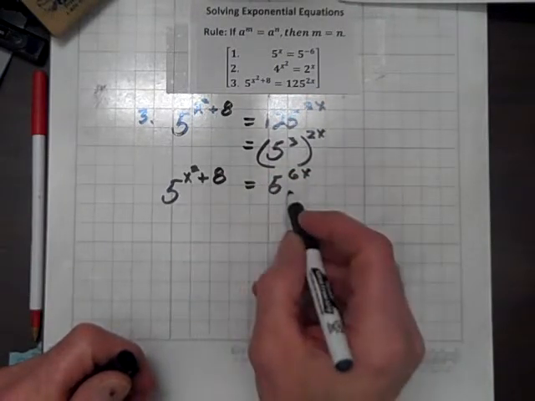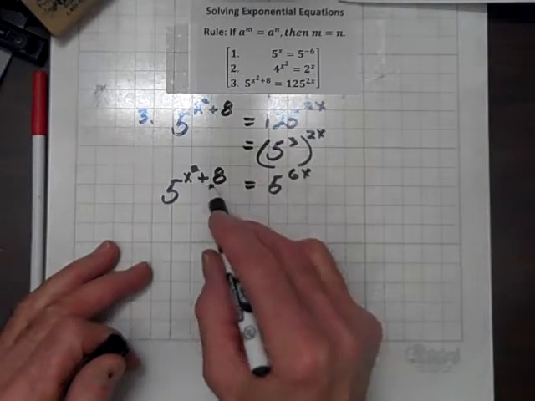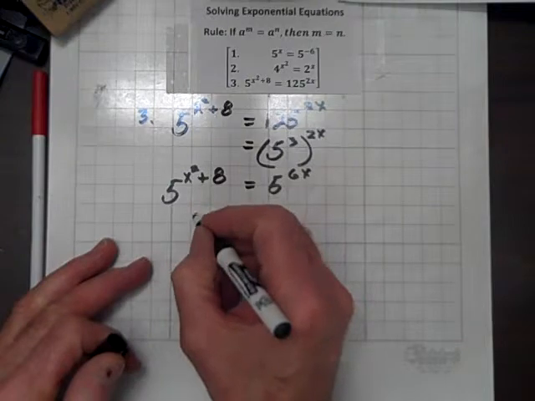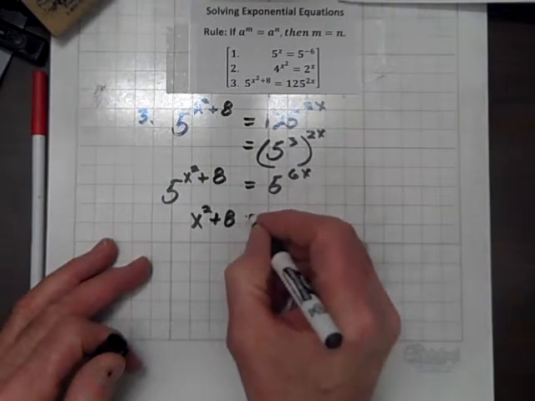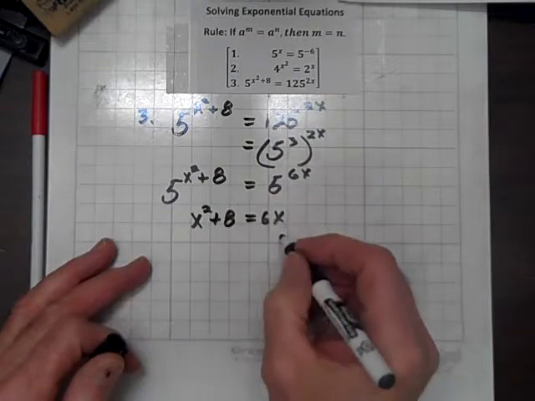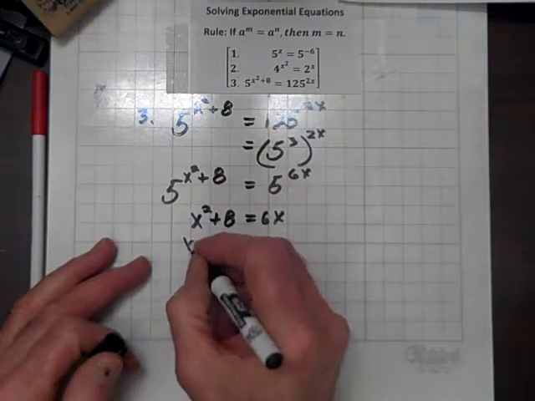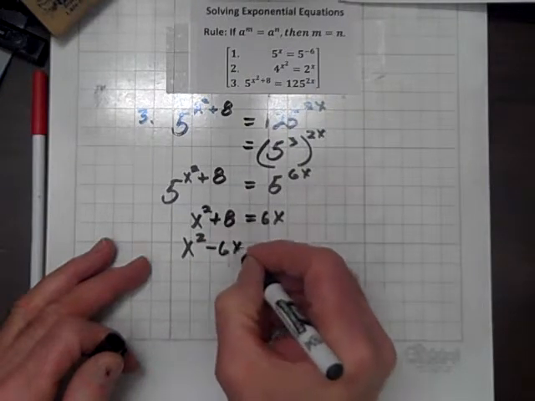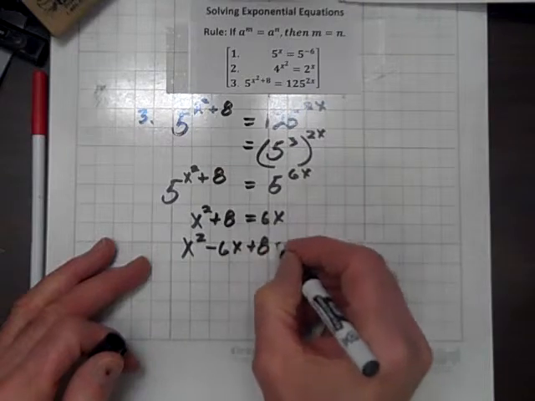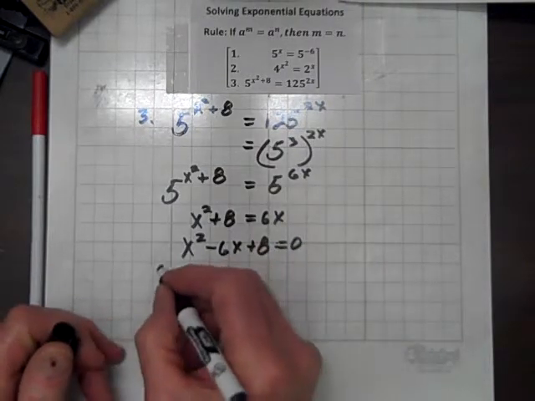The bases are identical. The only way this is possible is if the exponents equate. So we will equate the exponents. X squared plus 8 equals 6x. Getting 0 on one side, everything else on the other. We have x squared minus 6x plus 8 equals 0. This factors.